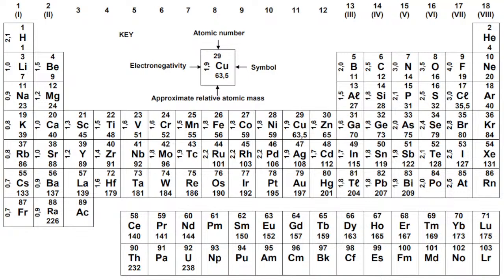Group 1 is alkali metals. Group 2 is alkaline earth metals. Group 17 is halogens, and group 18 is noble gases. They are referring to the noble gases.